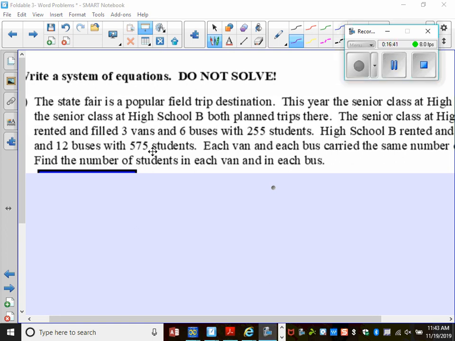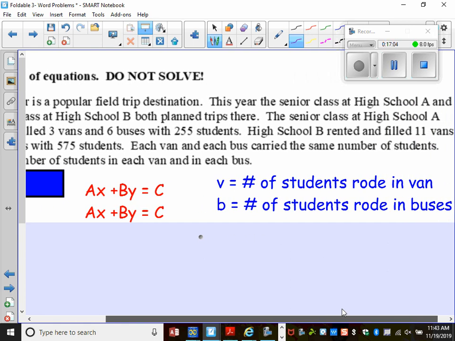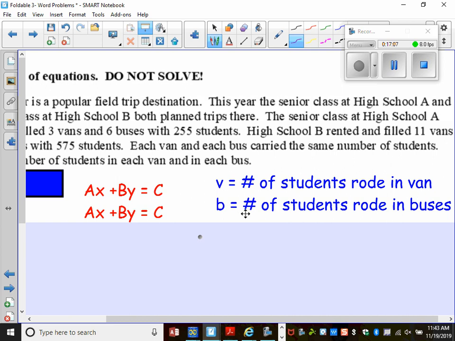All right, so what two things in here are they talking about? They're talking about two different types of transportation. What are they? Vans and buses. Okay, so we have high school A and high school B. Since we're talking about vans and buses, let's define our variables this way. Let's say V will be the number of students that rode on the van, and B will represent the students on the bus. So I'm going to assign mine V's and B's. And again, if you wanted to use X and Y, that'll be totally up to you.